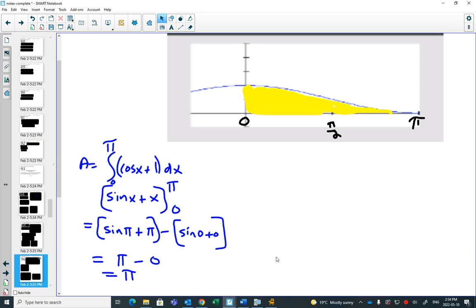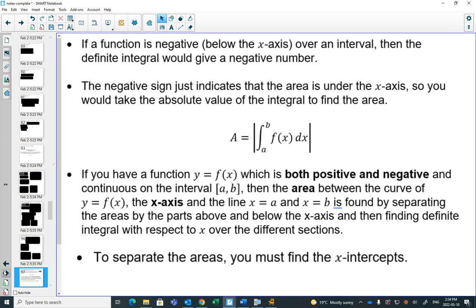So each of the three examples that we did all had the areas between the curve and the x-axis. The notes in the next little section here say that sometimes you get a negative number. If a function is below the x-axis over an interval, then the definite integral would give a negative number. The negative sign just indicates that the area is under the x-axis, not an actual negative area. So if you wanted to find its actual area between it and the x-axis, all you'd have to do is take the absolute value of that.